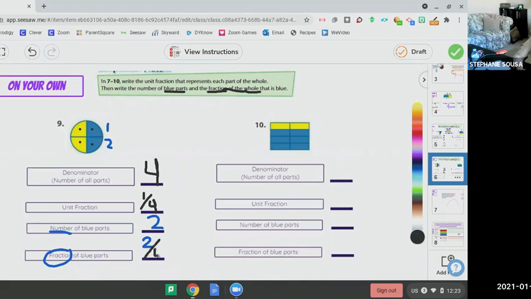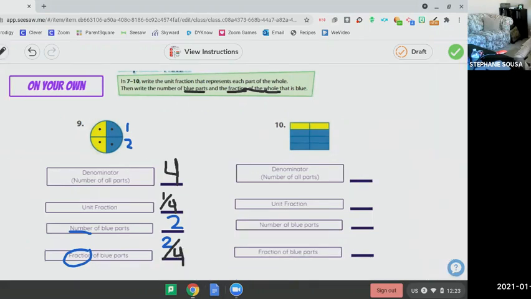This fraction should have said 2/4. Most of you put 2/2. You put 2 are blue, and on the bottom you put 2 are yellow. That is not how fractions work. Our denominator tells us how many parts are in the whole. There are 4. 1, 2, 3, 4. So we have to have a 4 on the bottom of our fraction.